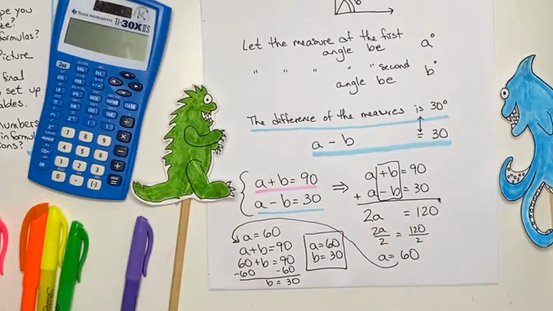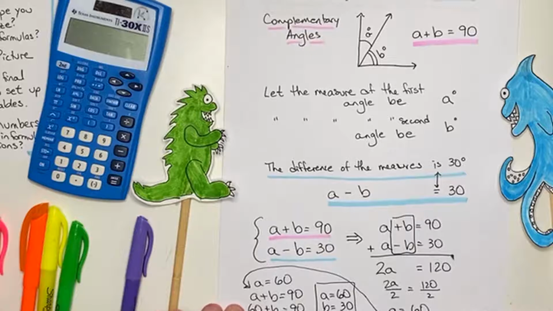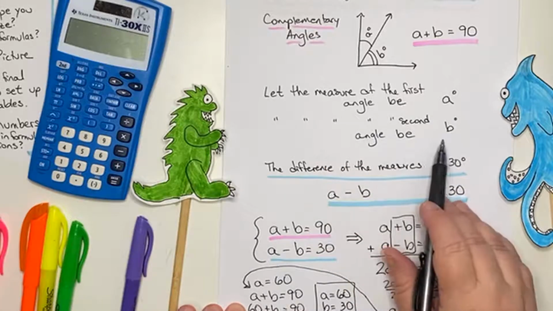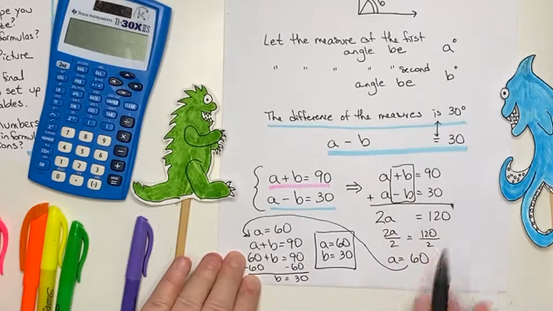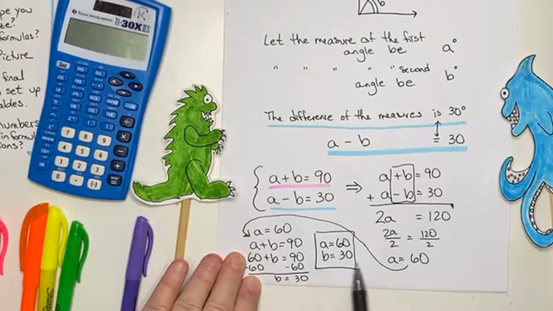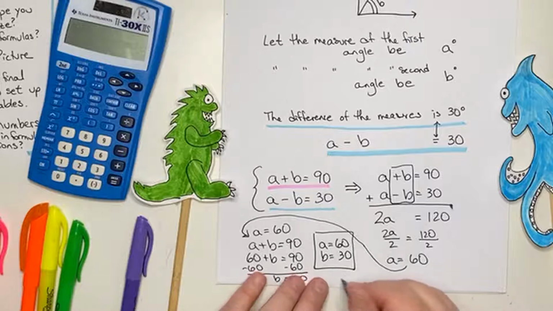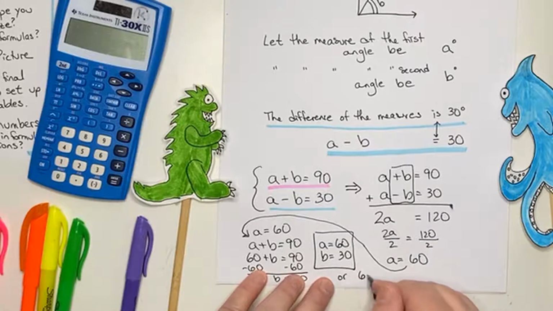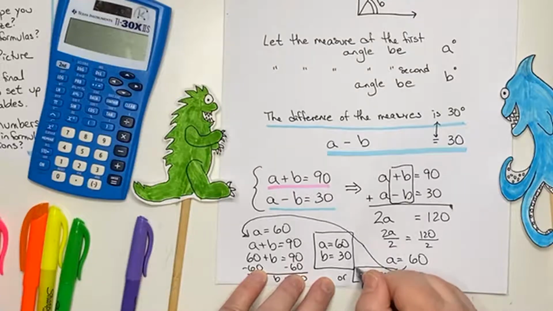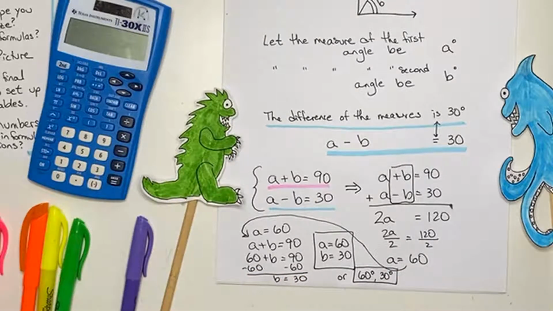The measures of the two angles. Now, again, I'm taking advantage of the fact that I declared my variables up here, so I'm just giving my answer in terms of the variables. But you can also give your answer as 60 degrees and 30 degrees. You can actually write out the angles like that.